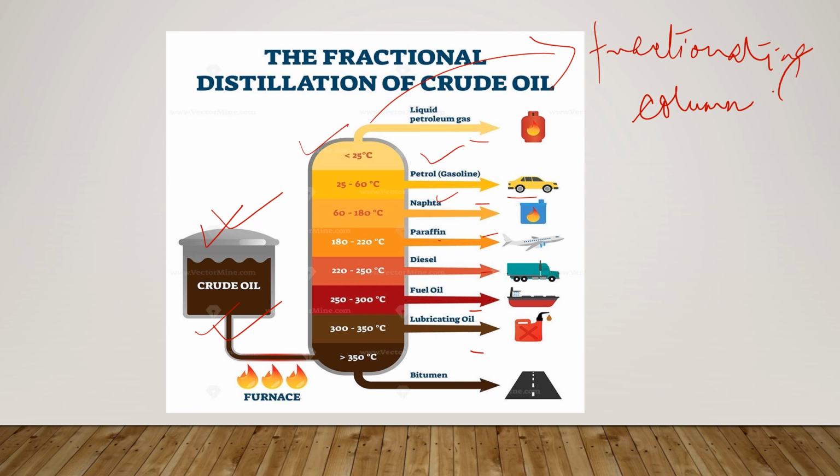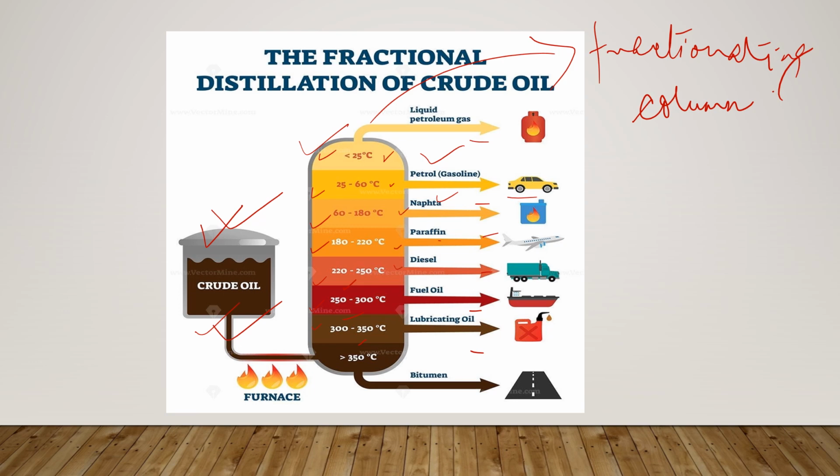You can see here, some are boiling at more than 350, some are 300 to 350, some are 250 to 300. Like that, all the components of petroleum have different boiling points. When a substance is in the gaseous state, it is cooled below its boiling point, and it condenses into liquid. Since these different components have different boiling points, they condense at different heights.